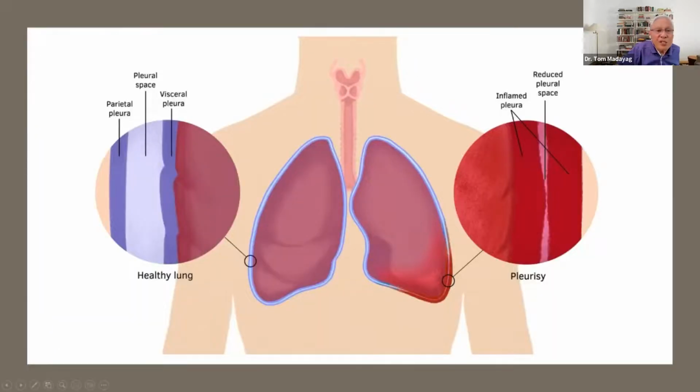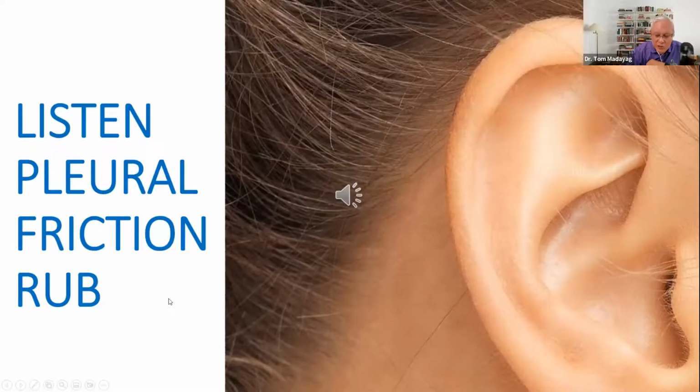So this is the description of the pathology. There is going to be inflammation between the visceral and the parietal pleura, which means to say that they're going to be rubbing against each other. And that's exactly what you're going to be hearing. So let's take a look at, or listen to, I should say, a pleural friction rub.